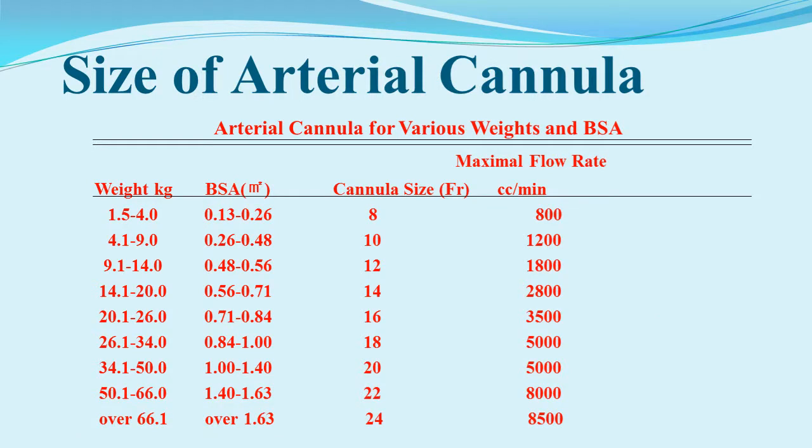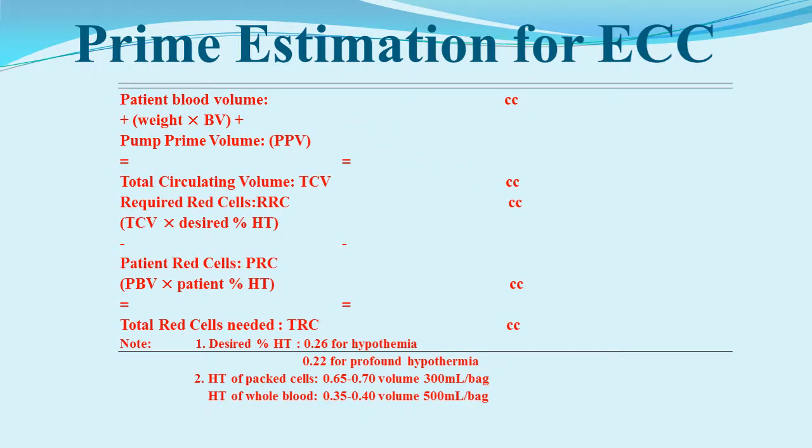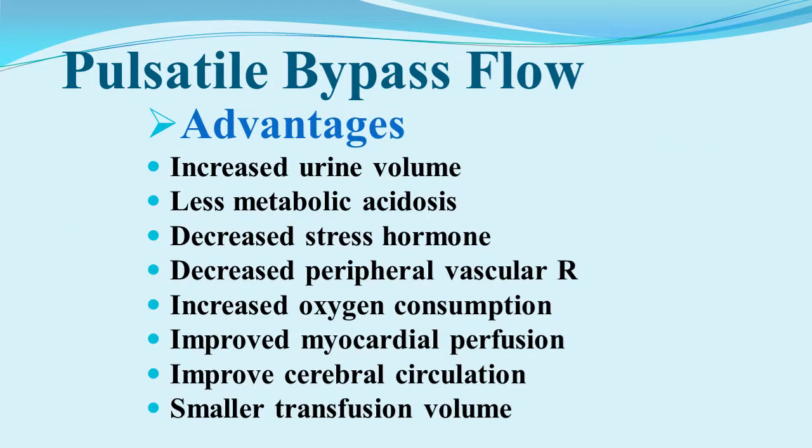This is a graph showing the cannulation. This is for cannulation, and this is cannulation and flow. Prime estimation, these are the formulas for prime estimation. Blood flow volume estimation, and pulsatile bypass flow advantages: it has increased urine volume, less metabolic acidosis, decreased stress hormone, decreased peripheral resistance, increased oxygen consumption, improved myocardial perfusion, improved cerebral circulation, and smaller blood volume.